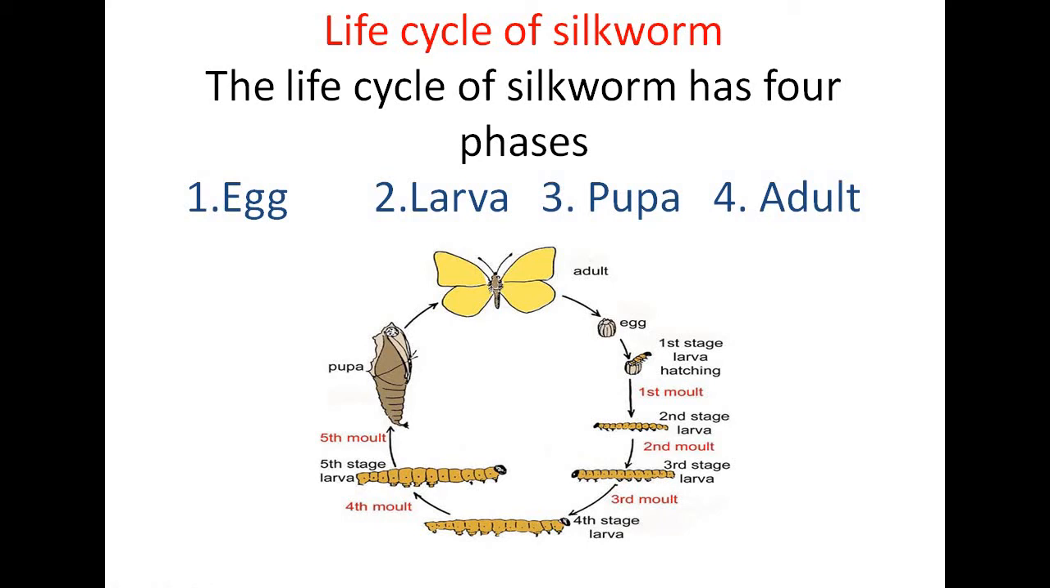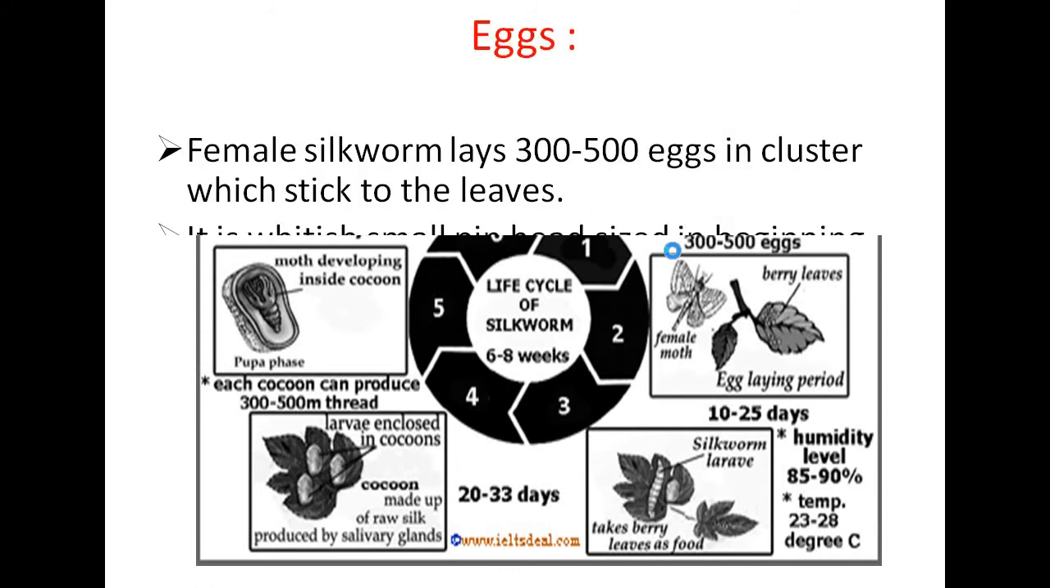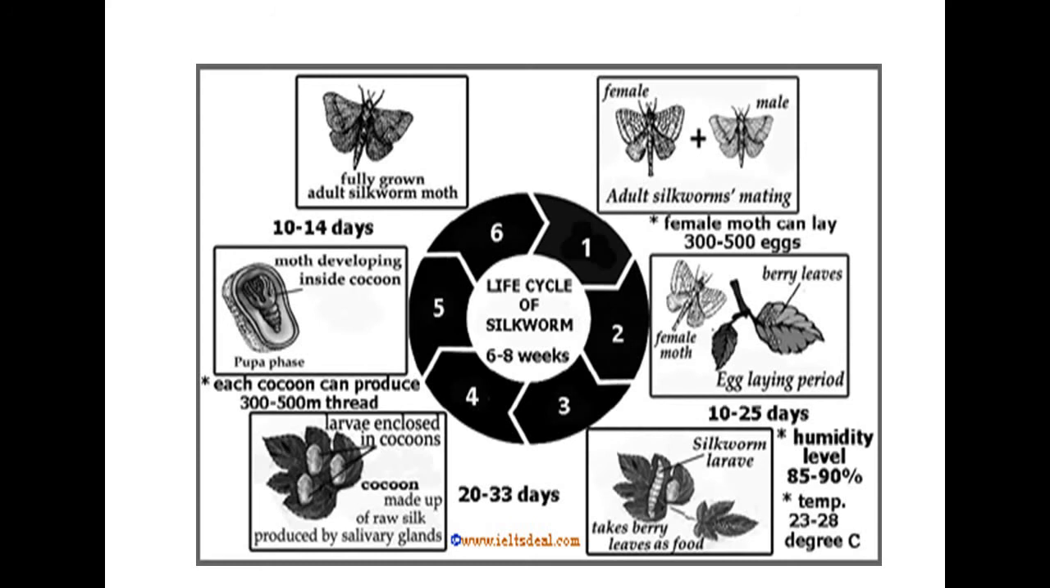Let us go through the egg. This is the general diagram which represents the life cycle of silkworm. Female silkworm lays 300 to 500 eggs in clusters, that means in a group, which stick to the leaves. We can see here the eggs on the mulberry leaves.